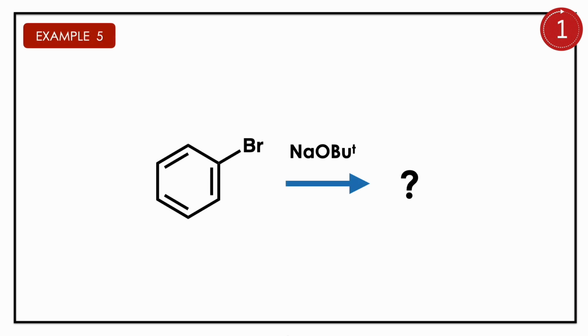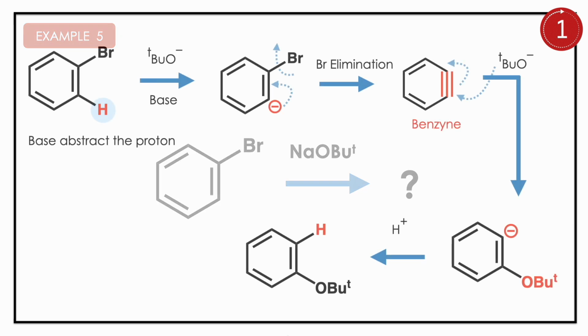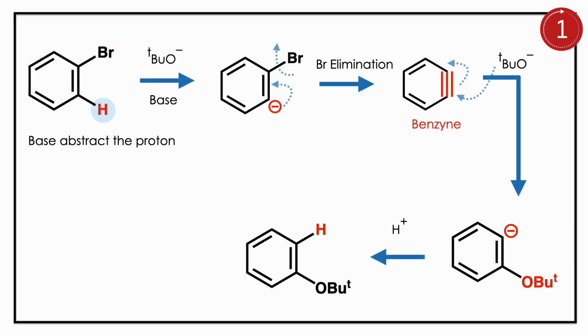Then the next example, you have bromobenzene reacting with sodium tertiary butoxide. You should find what will be the final product. Tertiary butoxide is the base. It abstracts the proton, which leads to the anion formation. The anion is unstable. It has to be quenched.